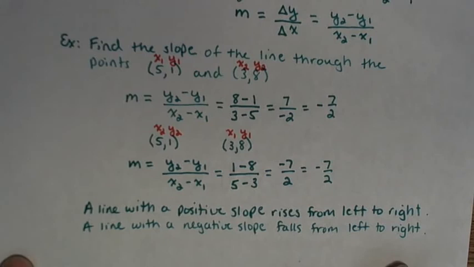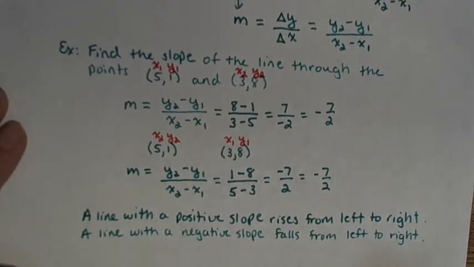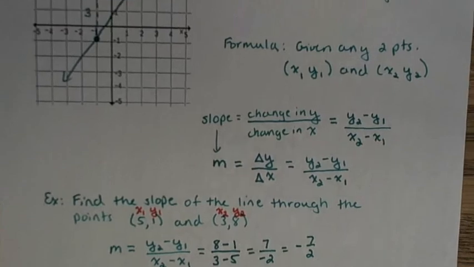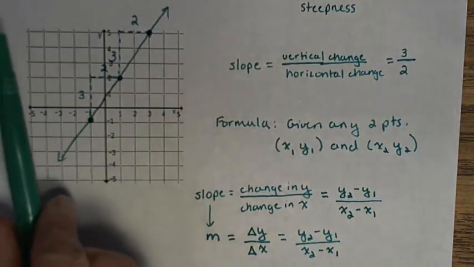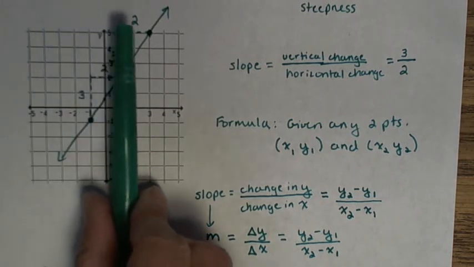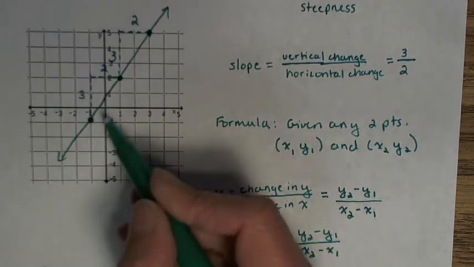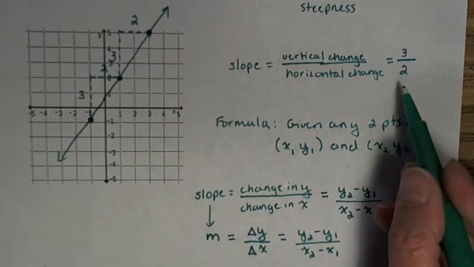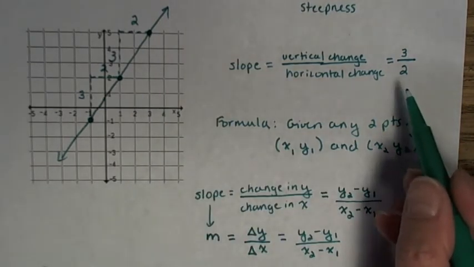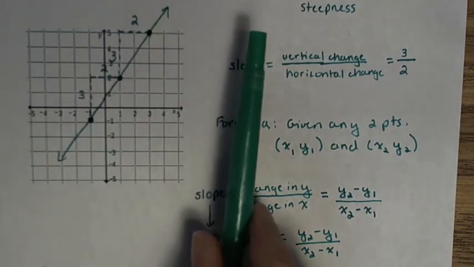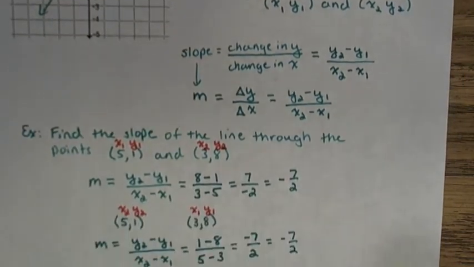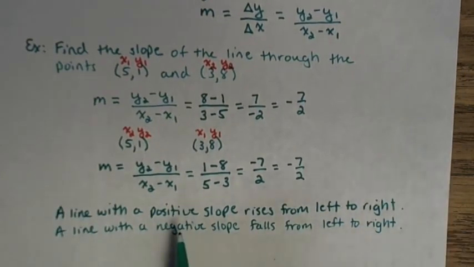So if I were going to look back at the line we drew at the very beginning of this lecture, you'll notice that this line is actually rising from the left to the right. So this line does have a positive slope of 3/2. Again, left to right, the line is going up. So remember, positive slope will rise left to right. A line with a negative slope will fall left to right.